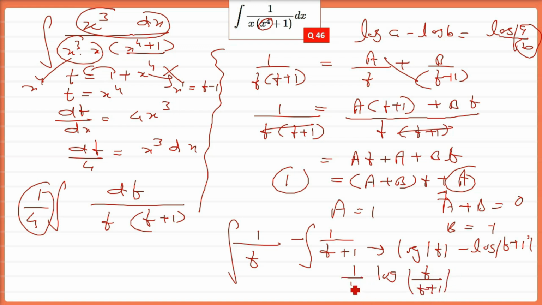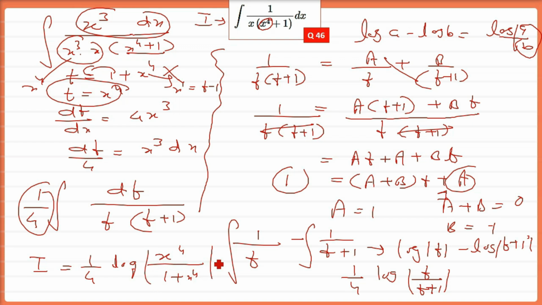1 by 4 is already there. But if you remember, what was t previously taken? So I'm writing the final answer right now. I becomes equal to 1 by 4 log of x raised to the power 4 divided by 1 plus x raised to the power 4, plus constant of integration. This whole is your final answer.